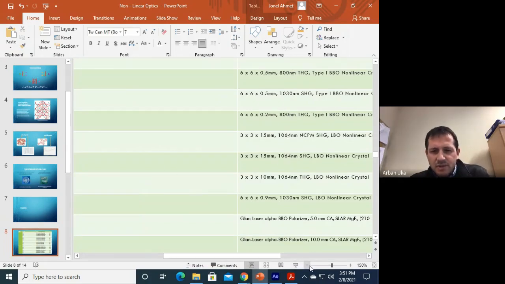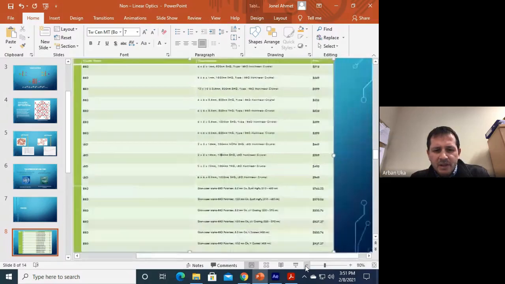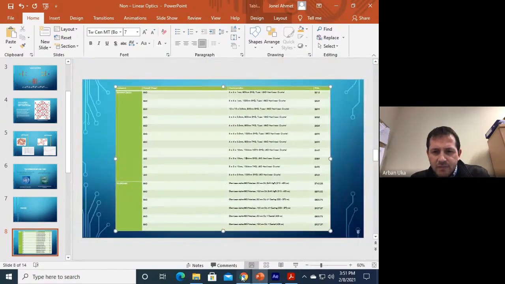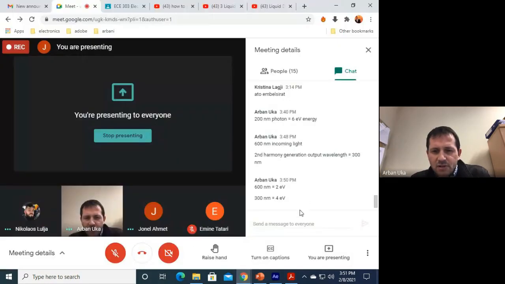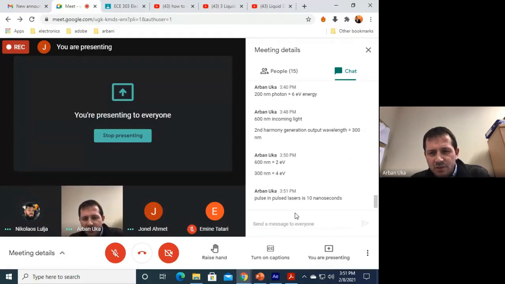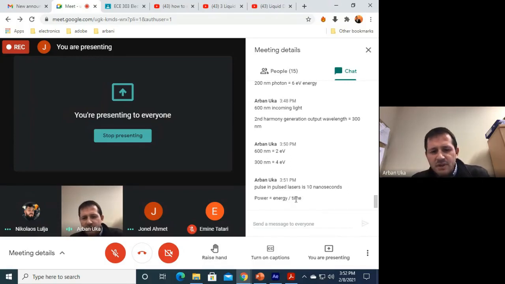So let me write it in the comment section. The pulse of lasers is 10 nanoseconds. So 10 nanoseconds, that's the time scale. Now you have a constant energy. The power is equal to some energy divided by the time. So this means that the power, which is equal to energy divided by nanoseconds, which is 10 to the power minus 9, is equivalent to multiplying by 10 to the power 9. So this is a very huge power.